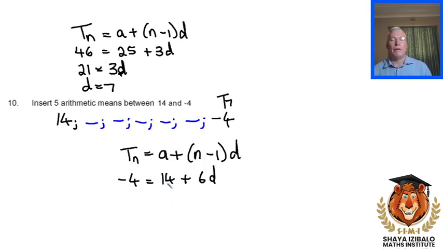Only one variable left here. When we subtract 14 from both sides, we're going to get negative 18 is 6D. And when we divide both sides by 6, we're going to get D is negative 3. Let's see what these arithmetic means look like. 14, add negative 3 is 11, add negative 3 is 8, add negative 3 is 5, add negative 3 is 2, add negative 3 is negative 1, add negative 3 is negative 4.